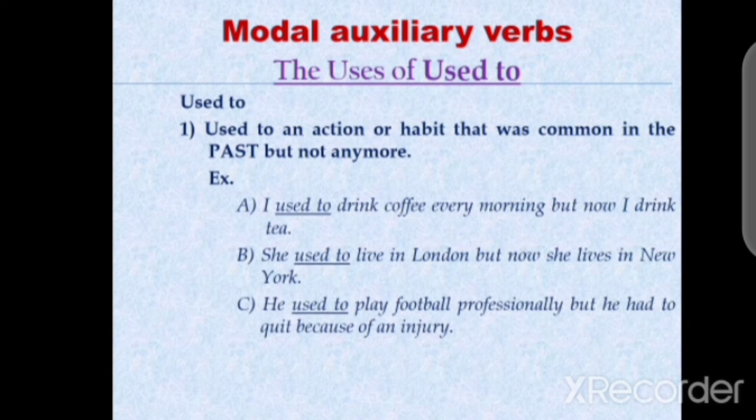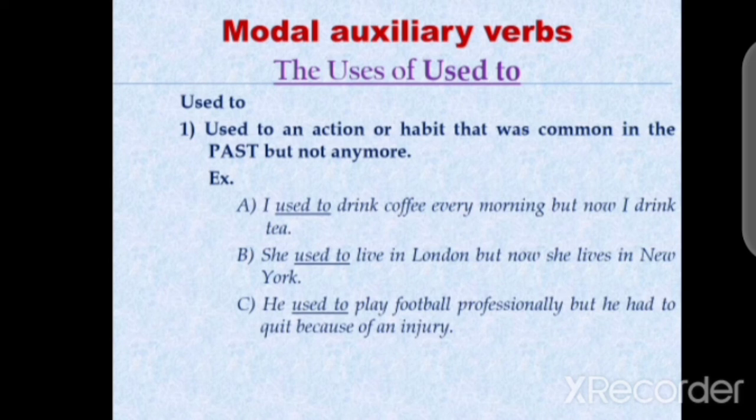Used to is an auxiliary verb construction used to express an action or habit that was common in the past but not anymore. For example, I used to drink coffee every morning but now I drink tea. So this example expresses a past habit which is not being practiced presently.